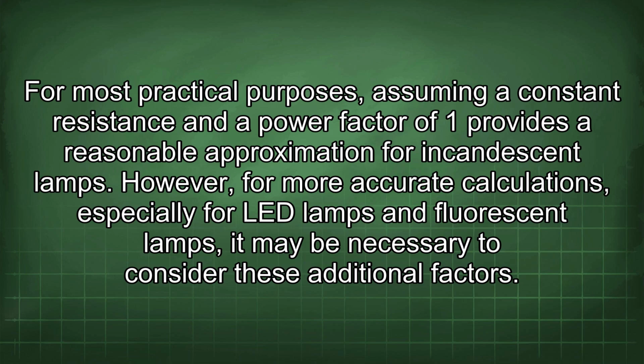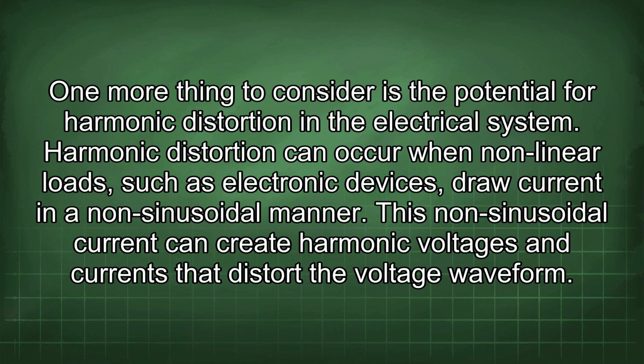For most practical purposes, assuming a constant resistance and a power factor of 1 provides a reasonable approximation for incandescent lamps. However, for more accurate calculations, especially for LED lamps and fluorescent lamps, it may be necessary to consider these additional factors. One more thing to consider is the potential for harmonic distortion in the electrical system.